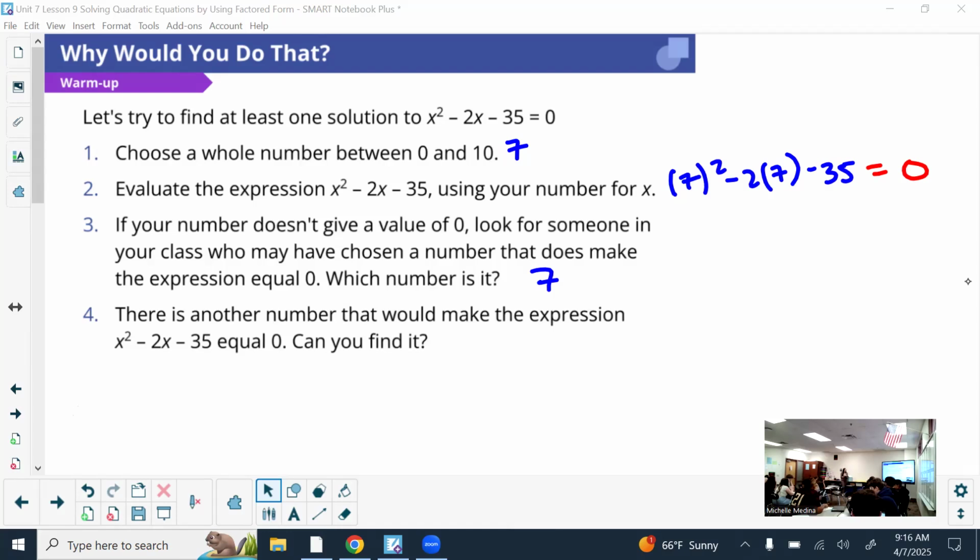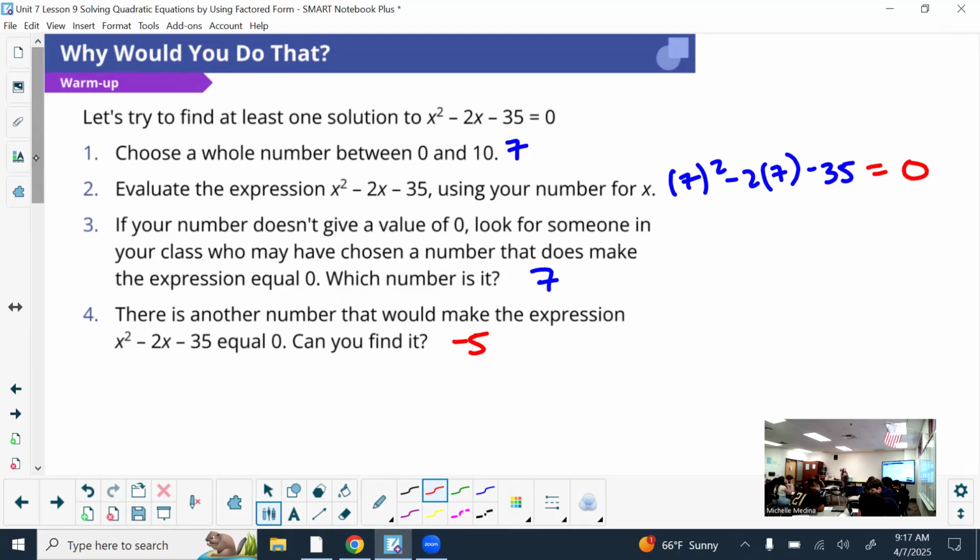Jordan? Negative 5. And how'd you find it? Guess and check, which works. But we've seen before that if the solutions happen to be decimals, guess and check is kind of difficult. But as you can see, they're not decimals, so guess and check is a reasonable method for that.